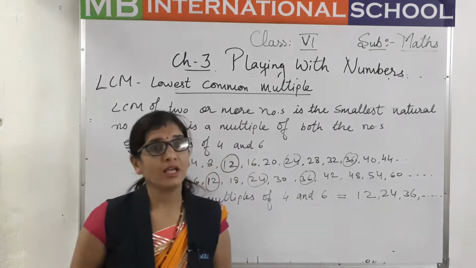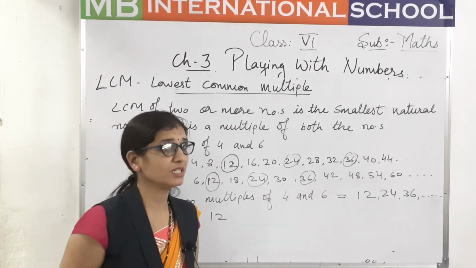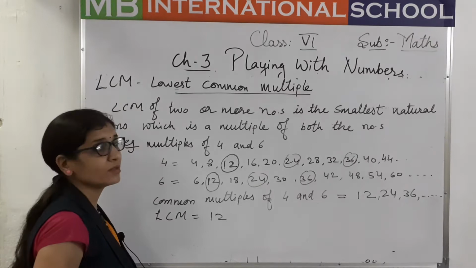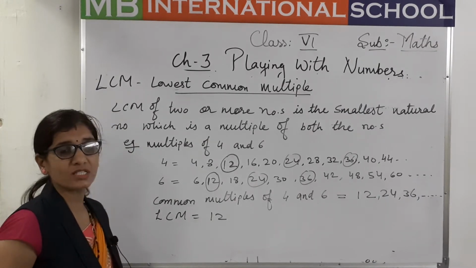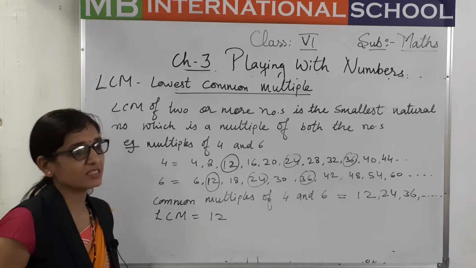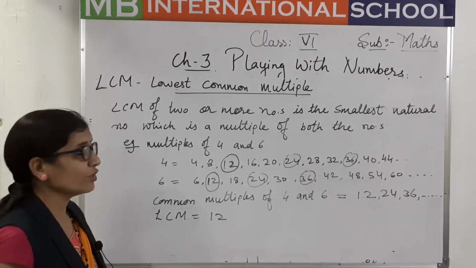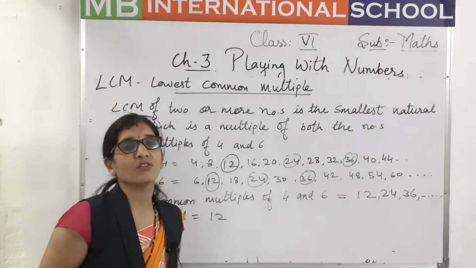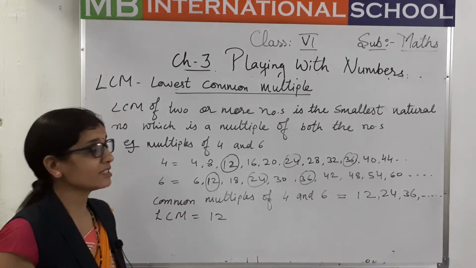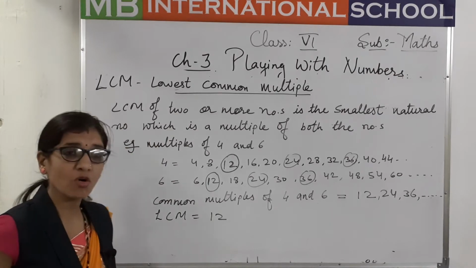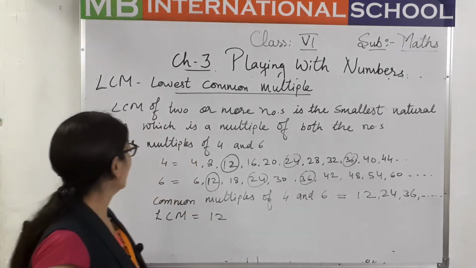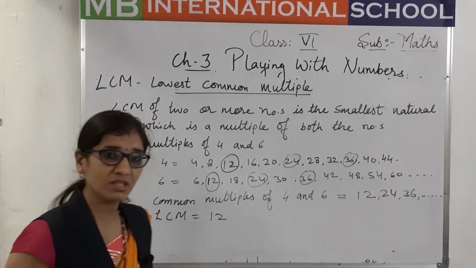Now LCM. LCM means the lowest common multiple. The name itself suggests that. If we have two or more numbers, we are finding the LCM. The LCM of two or more numbers is the smallest natural number which is a multiple of both the numbers.